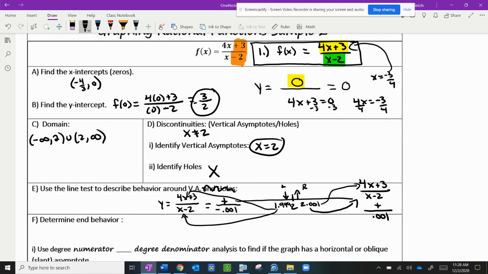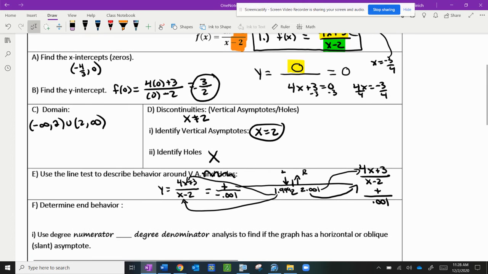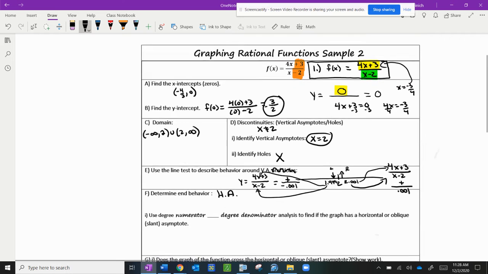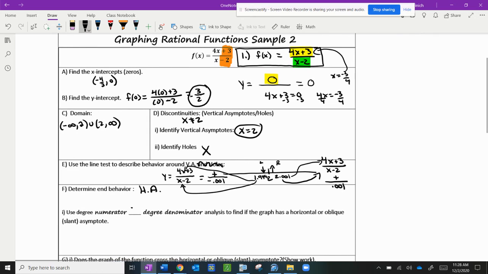Okay. The next thing I want to do is determine end behavior. Remember, end behavior is the horizontal asymptote. I'm going to look at the degrees of the two polynomials, and they are equal. When they're equal, it's the ratio of the leading coefficients. The leading terms are 4x and x. The leading coefficient is the number that is multiplying the leading term's variable. So 4 and 1, which is going to be y equals 4.